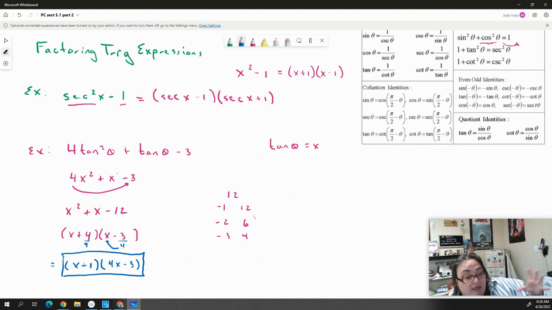So factoring, we get bigger. Simplifying, we get smaller.